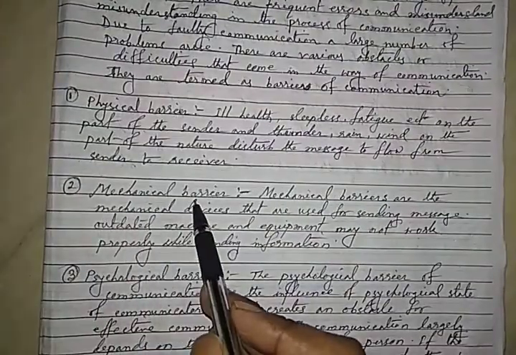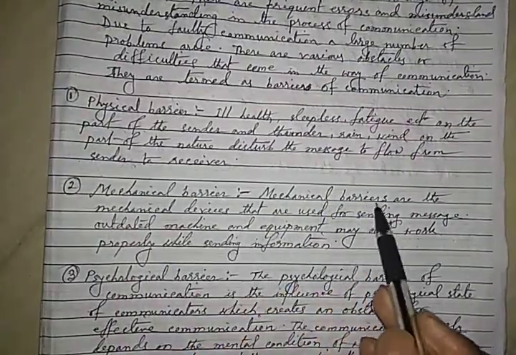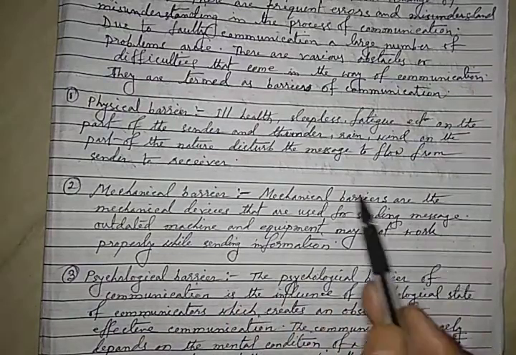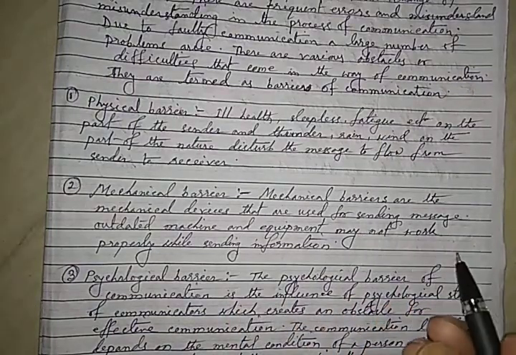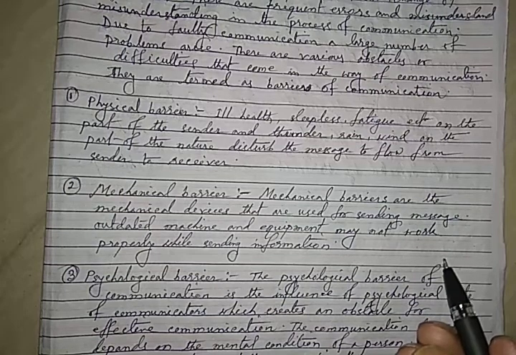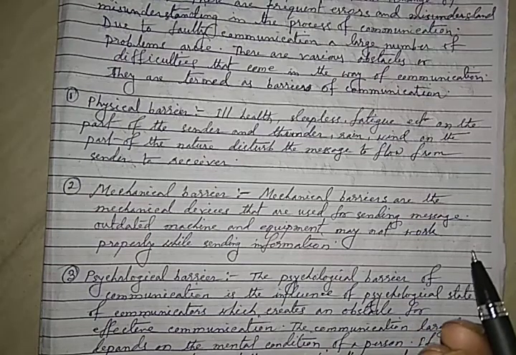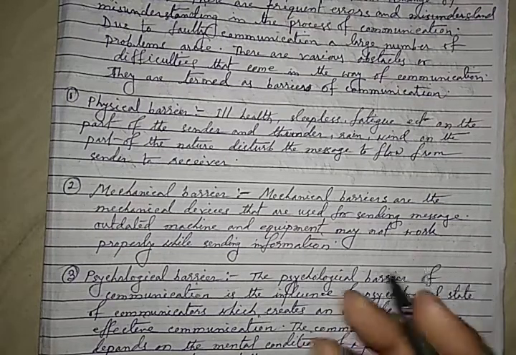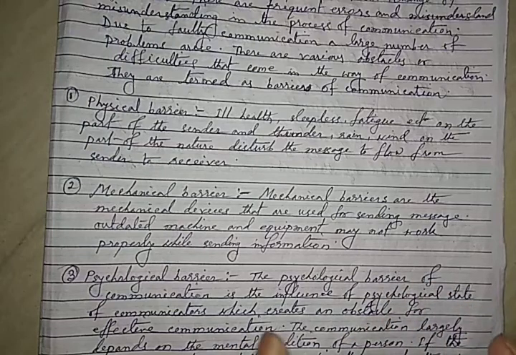Now, mechanical barriers. These are the mechanical devices that are used for sending messages to the receiver. It may be televisions, microphones, phones, etc. These devices should be in proper order.